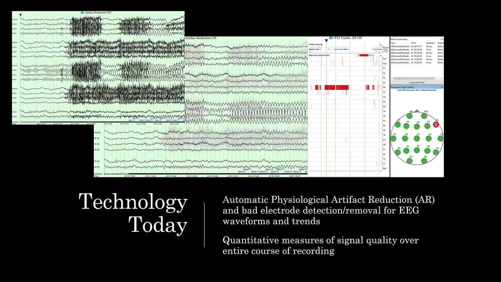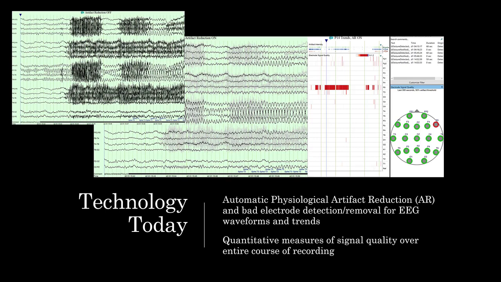And what that does is it uses a number of techniques to spatially separate cerebral signal from physiological artifact and represent both. So you can see in the second image there, the right-hand one, where we have a trend of electrode signal quality. So in addition to physiological artifact reduction, it's also looking for bad electrodes and subtracting those from detection and trending, so we don't have those contaminating the results of those. And we'll look at the effect of that as we go forward.